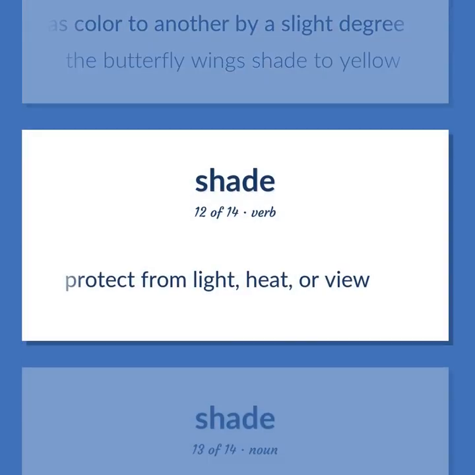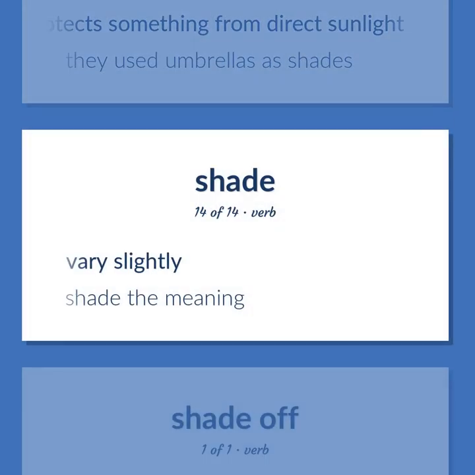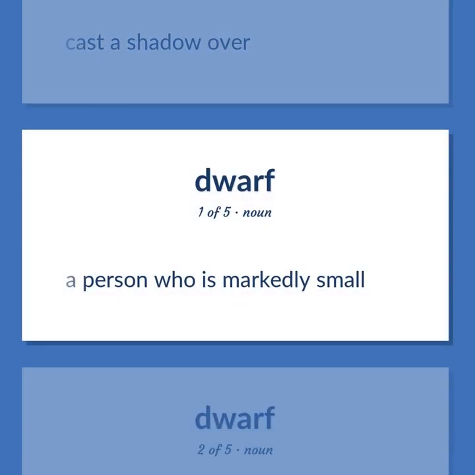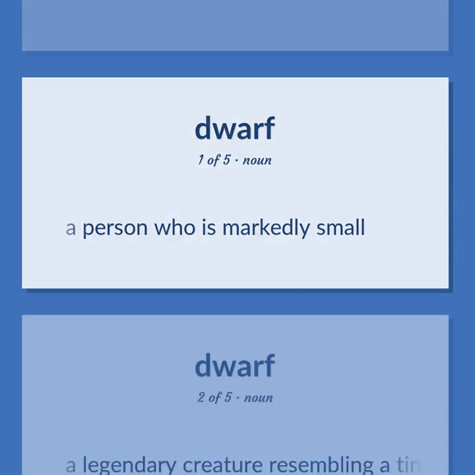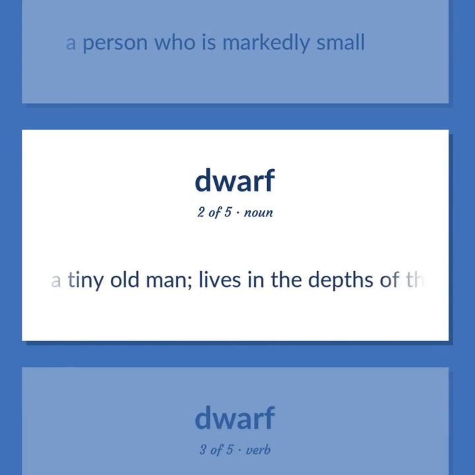Protect from light, heat, or view. Protective covering that protects something from direct sunlight. They used umbrellas as shades. Very slightly. Shade the meaning. Cast a shadow over. A person who is markedly small. A legendary creature resembling a tiny old man. Lives in the depths of the earth and guards buried treasure.